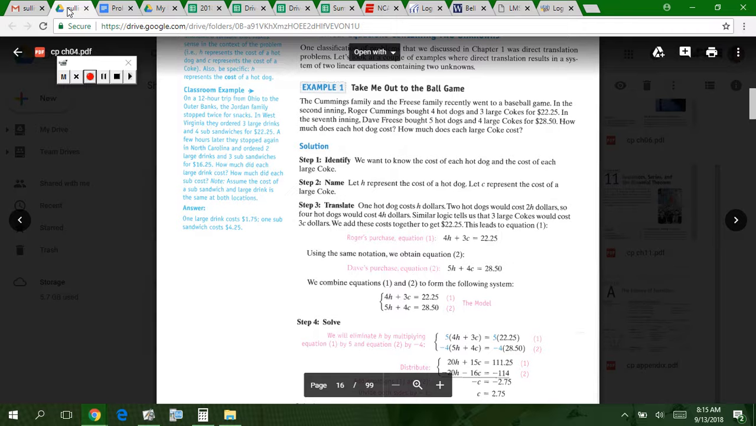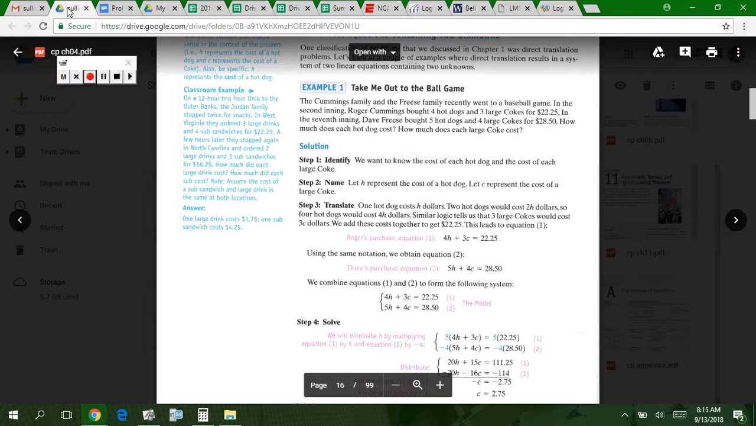So the Cummings family and the Freese family went to a baseball game. In the second inning, Mr. Cummings bought 4 hot dogs and 3 large Cokes for $22.25. In the seventh inning, Mr. Freese bought 5 hot dogs and 4 Cokes for $28.50. Okay, how much does each hot dog cost and how much does each Coke cost?